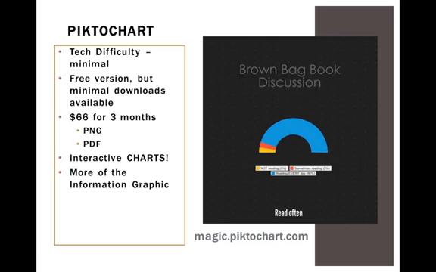This particular one is this rainbow, and if I create it as an interactive chart, it would bounce like a spring or a slinky, kind of nifty. And it's about $66 for 3 months. If you have that account, you can create PDFs and PNGs. I just think it's kind of pretty. And then it's a minimal difficulty.